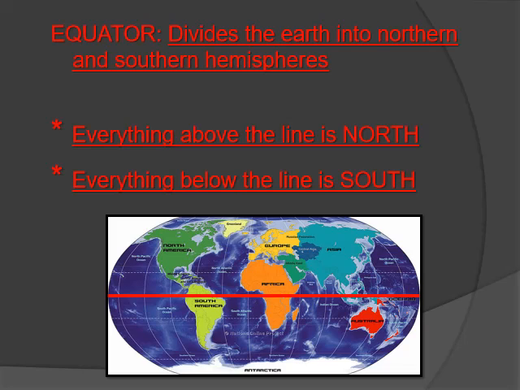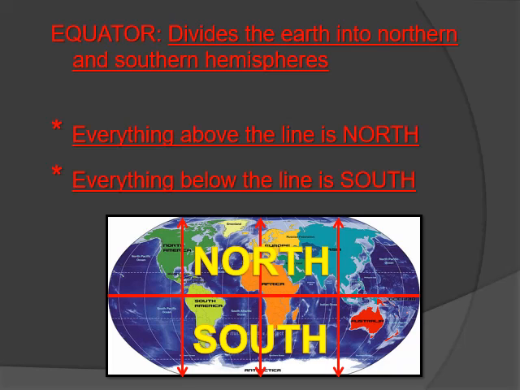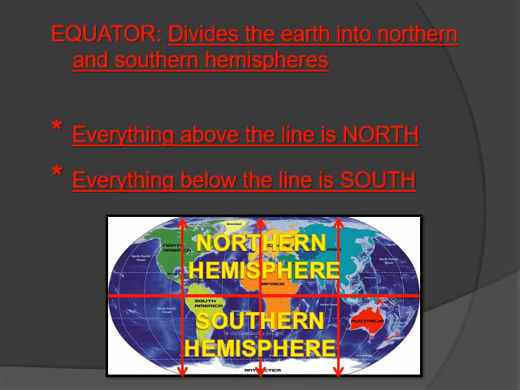So let's talk about that equator. The equator divides the Earth into the northern and southern hemispheres. So take a look at the map. Everything above this line is north. Everything below this line is south. This is what makes up our northern hemisphere and our southern hemisphere. Write down everything you see in your red pen or pencil onto the correct lines.